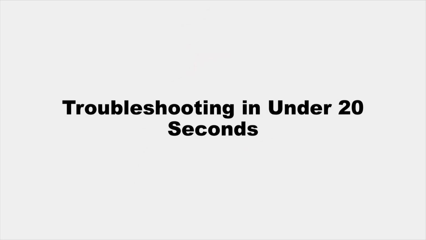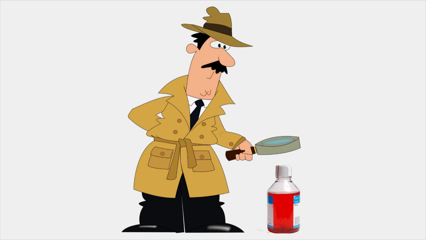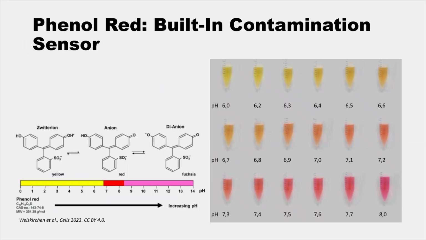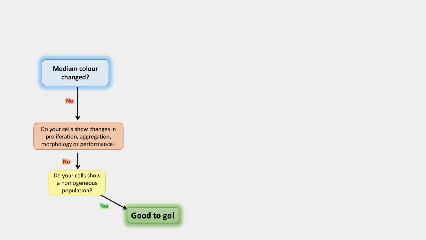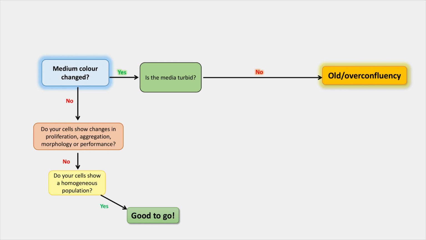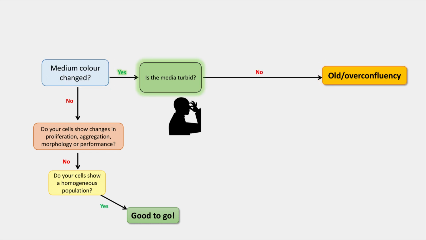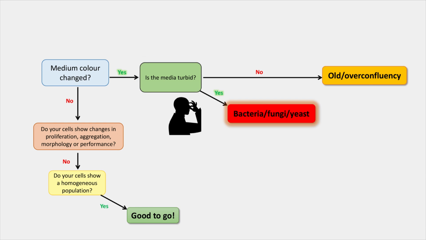Let's troubleshoot fast. Your first clue is the color of the medium. It contains phenol red. Under normal conditions it looks like this, but it turns yellow when acidic, and pink when basic. So the first question is, did the medium's color change? If not, and your cells look happy and healthy, then everything is fine. If it did, but you know your cells are old, and anyway the media is clear, it's probably just a pH shift, not contamination. If the medium changes color, turns turbid, and smells off, you're dealing with microbial contamination.